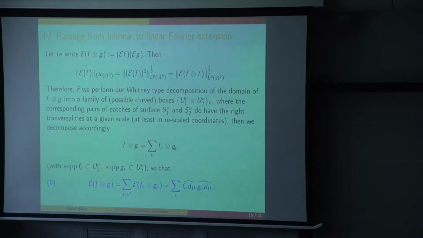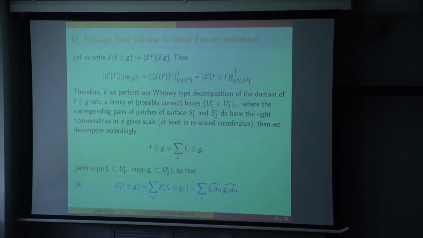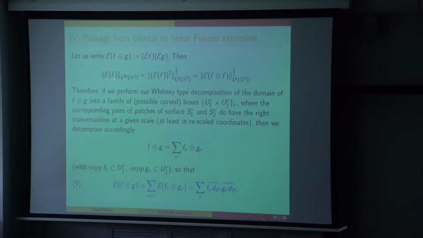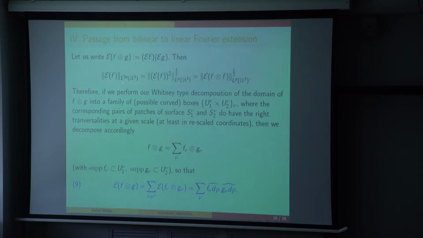So let me briefly describe what you do in the classical case. Morally, if you want to prove a linear estimate, the L^{2p} norm of E of f, that's what you want to bound, you can write it as the L^p norm of |E f|^2, to the power 1/2, and you can also write it as the bilinear extension operator E of f tensor f, where E of f tensor g is just E of f times E of g, right? So this is just a nice notation, nothing else.